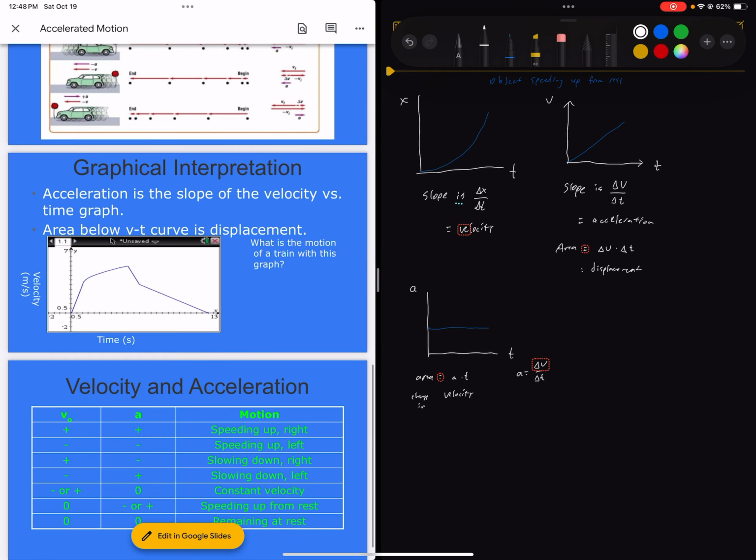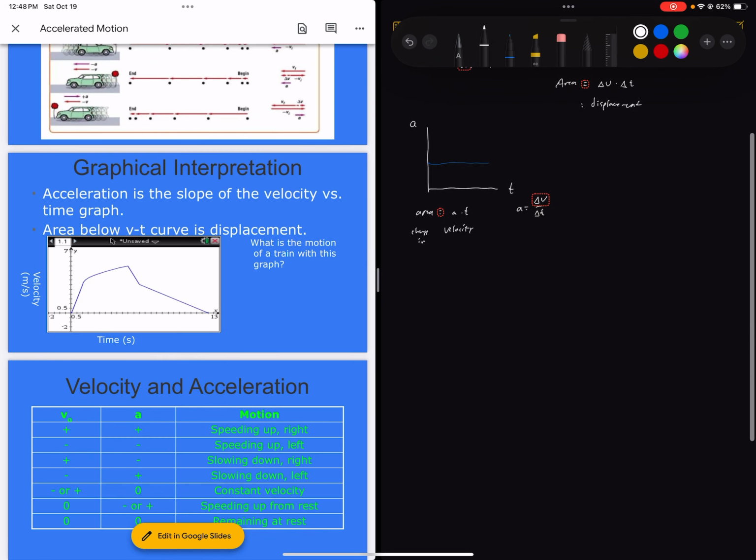All righty, finally, this part here is going to be important. We have velocity and acceleration. If you have positive velocity and positive acceleration, we know you're speeding up and going to the right. Negative velocity, negative acceleration, you're speeding up going to the left. Positive, negative, slowing down going to the right. Negative, positive, slowing down going to the left.